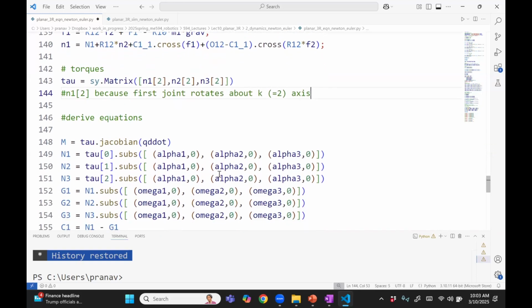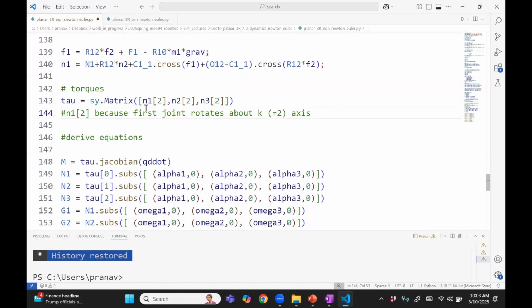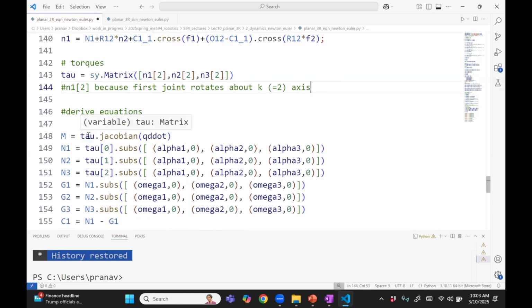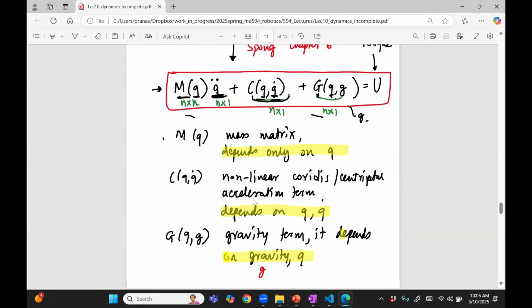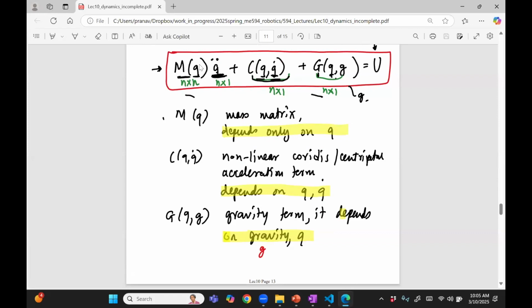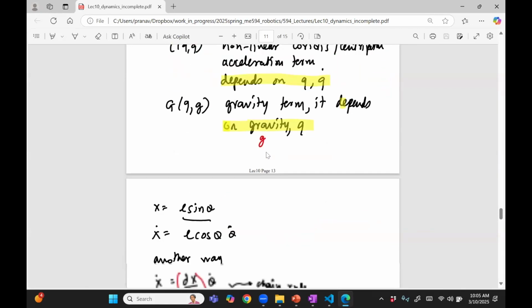Okay, now comes the part where I have the equations. They are actually sitting in N1, N2, N3, or tau. I use the same trick I used previously to compute the equations. Okay, so I said that these are the equations, and they have a special form. M depends on Q, C depends on Q and Q dot, G depends on Q.